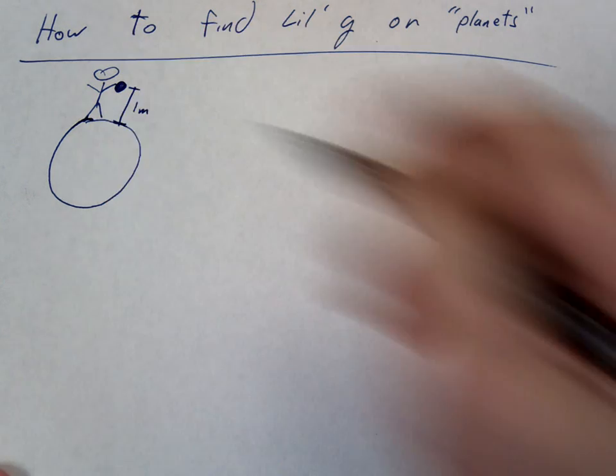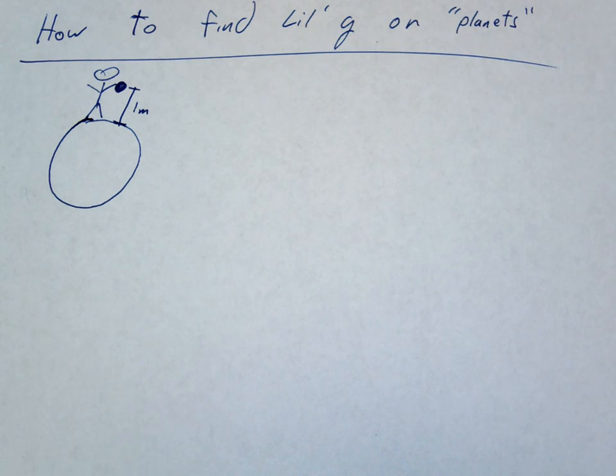So essentially what we're saying is, well, how do we find little g? I've already told you little g on Earth, right? We said it was 9.8. Well, how did we get that number? Or how could we find that if we didn't do any experiments?